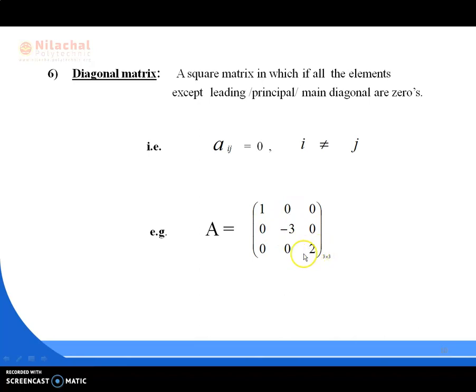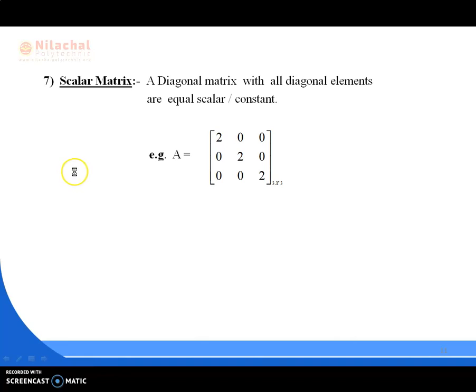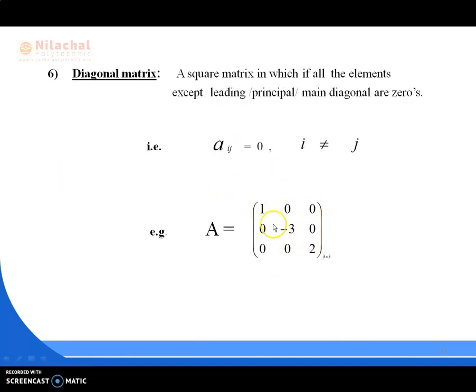That means i equals j here. 3 3 means the same position: the row number is 3 and the column number is 3. So the 3 3 position is 2. So always the principal diagonal position must be i equals j. So the right corner diagonal is called the leading or principal diagonal, not the left corner diagonal. So always remember that in a square matrix the right corner diagonal is called the principal or main or leading diagonal. So except the leading diagonal, every element of the square matrix is 0, then this is called a diagonal matrix.